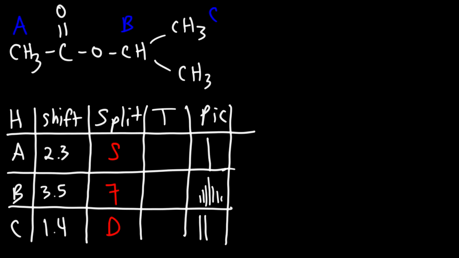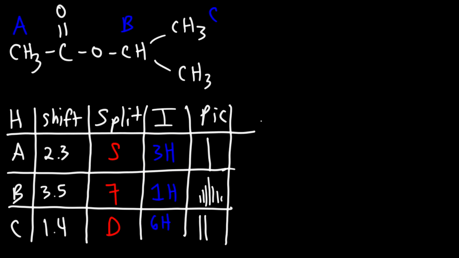Now the last thing we're going to talk about is the integration. And all you need to do is look at the number of protons that corresponds to each signal. So we have 3 protons that correspond to signal A, 1 proton that corresponds to signal B, and we have a total of 6 protons that corresponds to signal C. So what this tells us is that signal B is going to be the shortest signal for the most part, generally speaking. Signal C should be the tallest one. Signal A should be somewhere in the middle.